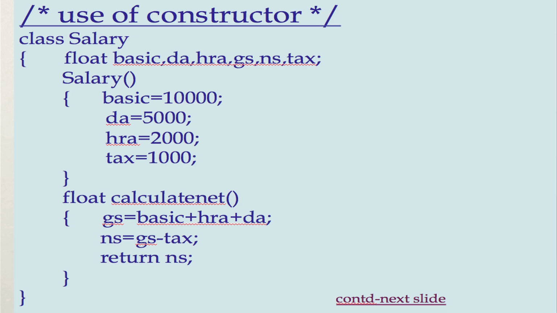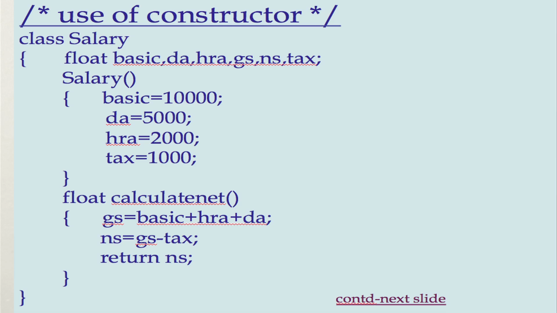Now the third point: a Java constructor cannot be abstract, static, final or synchronized. We will not write abstract in front of the constructor, nor static, final or synchronized. We will write just the name of the constructor, but we can pass arguments. So this is the rule regarding the constructor.